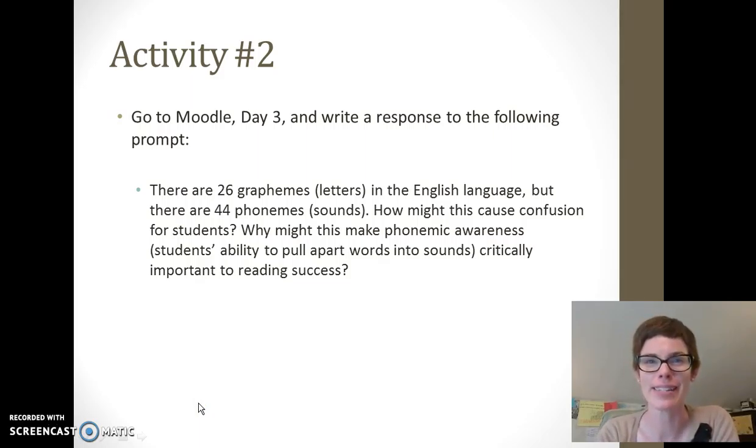This brings us to activity 2. If you are here, you have already looked at the PDF and the video all about phonemes and how we represent them. Now I want you to answer one more question. This is the last one for today on Moodle. Under activity number 2 for day 3, it says there are 26 graphemes or letters in the English language, but there are 44 phonemes or sounds. How might this cause confusion for students? Why might this make phonemic awareness, students' ability to pull apart words into sounds, critically important to reading success? Go ahead and do that and come back to the screencast.